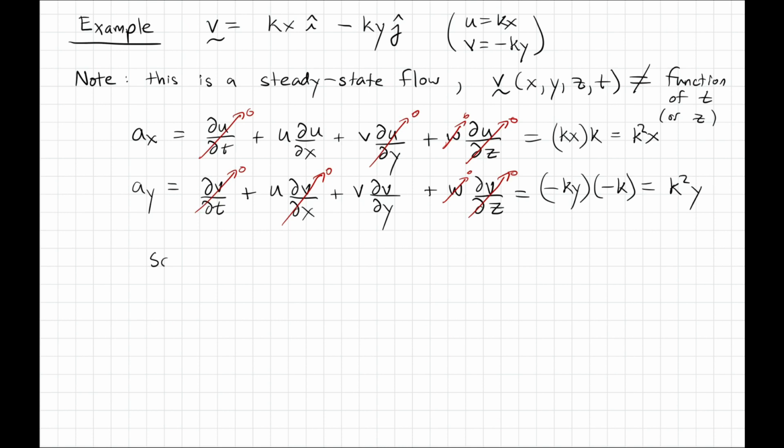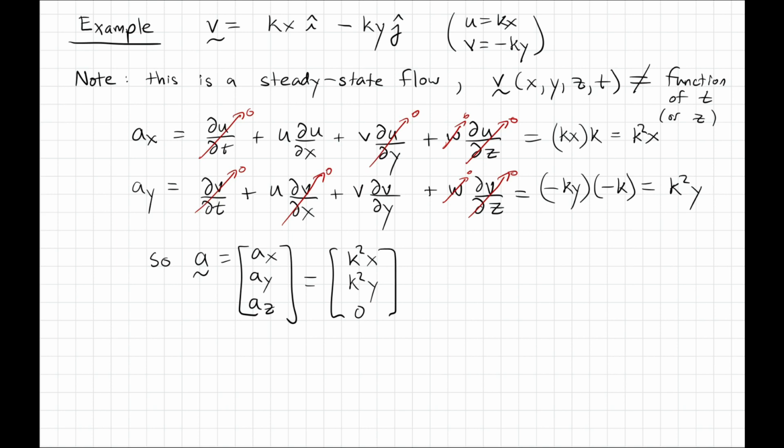And if you put that all together, that means that the local acceleration as a vector is basically k squared times the position within the flow, like the position vector.